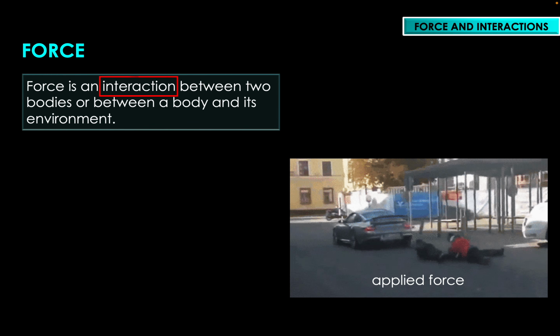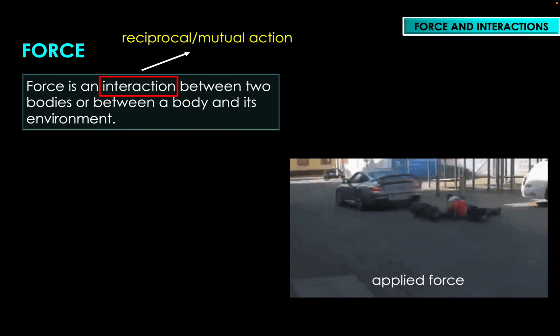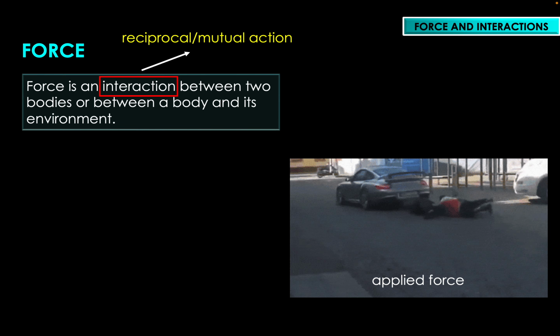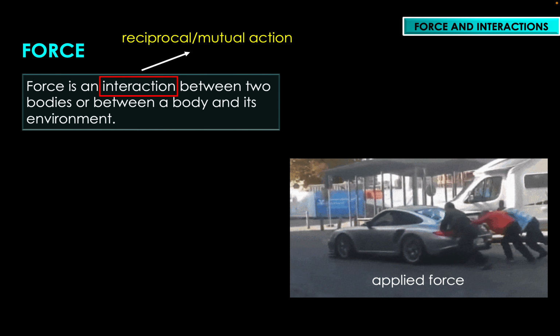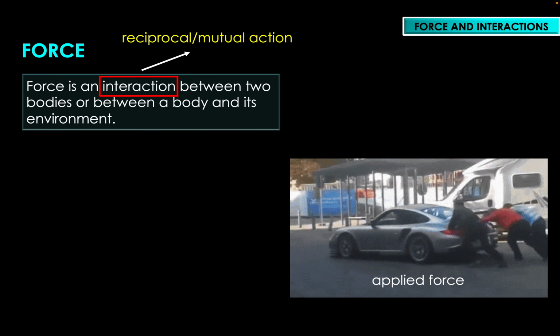Now take note that when you use the term interaction, what it means is that it's something that's reciprocal or mutual. There's a reciprocal or mutual action. So, for example, when one object does something on the other, then the second object also gives back to that first object.